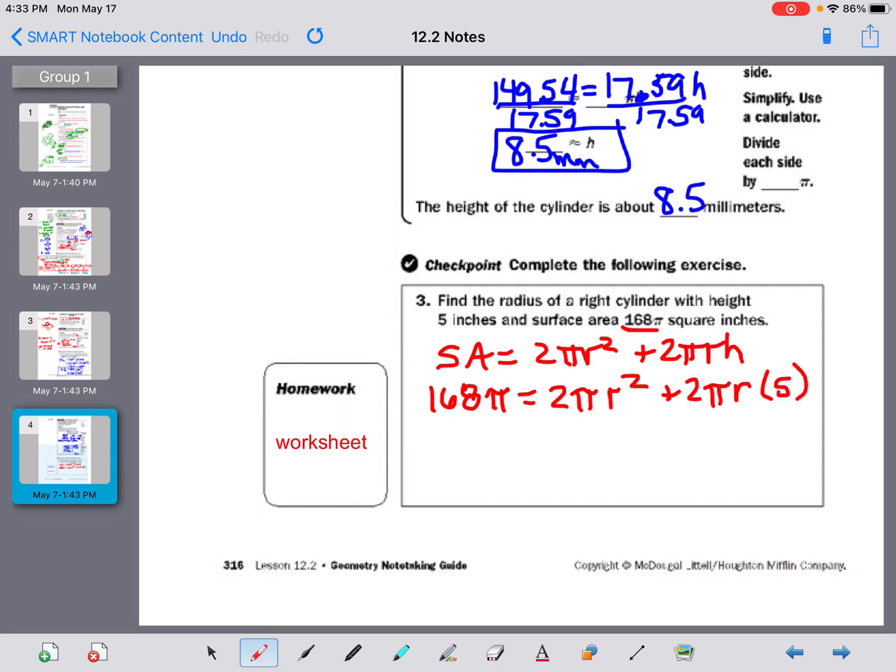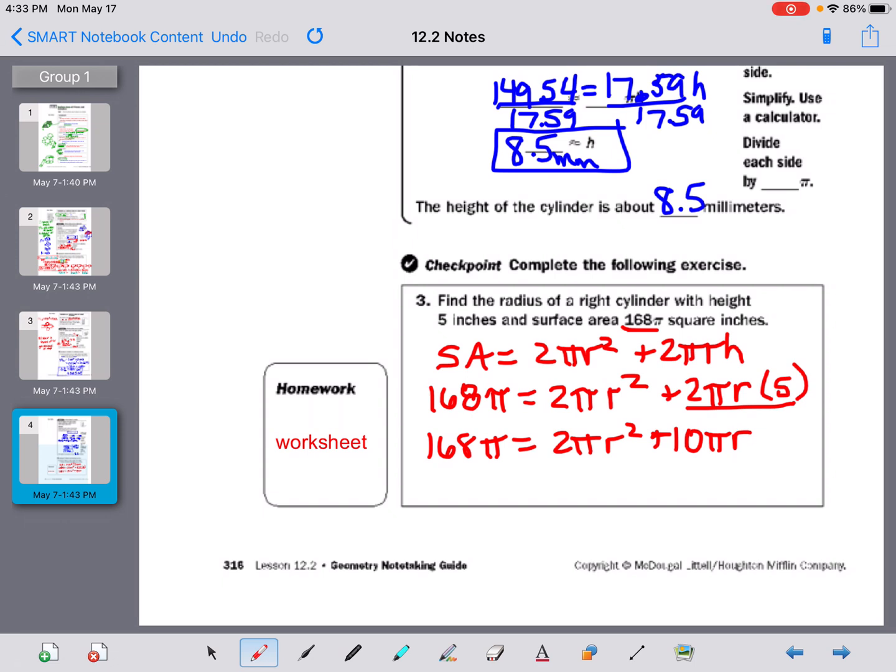All right, there's not a lot I can do here, especially because I see I have 2 r's, one's an r squared and one's an r. Let's do the math I can. Over here I can do this. I'm going to leave this 168 pi equals 2 pi r squared, plus 2 times pi times r times 5. If I do what I can in my head, 2 times 5 is 10 pi r. Okay? What do you notice about all the terms here?